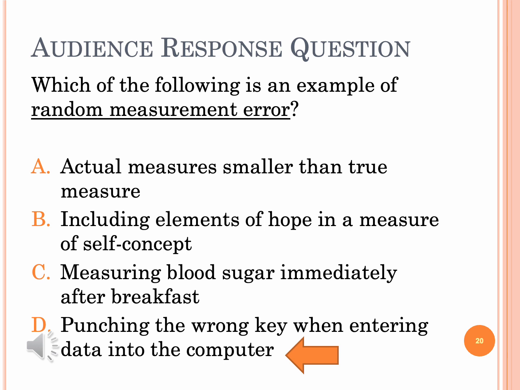Now D is an example of random measurement errors. And if you look at A, B, and C, they are all examples of a systematic measurement error.